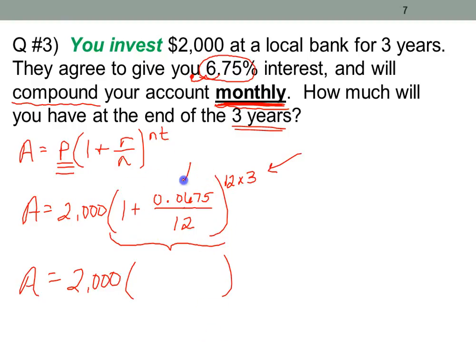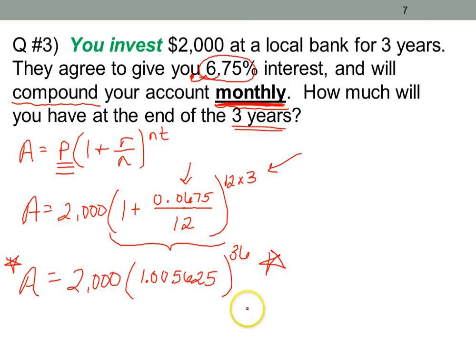We have 0.0675 divided by 12. Add 1 to that, and you should get 1.005625. And then figure out your outside: 12 times 3 is 36. Once you figure those 2 things out, this is a good place that you could type it into your calculator, but do not try to type it in the step before. You'll make a mistake. So here's our equation.